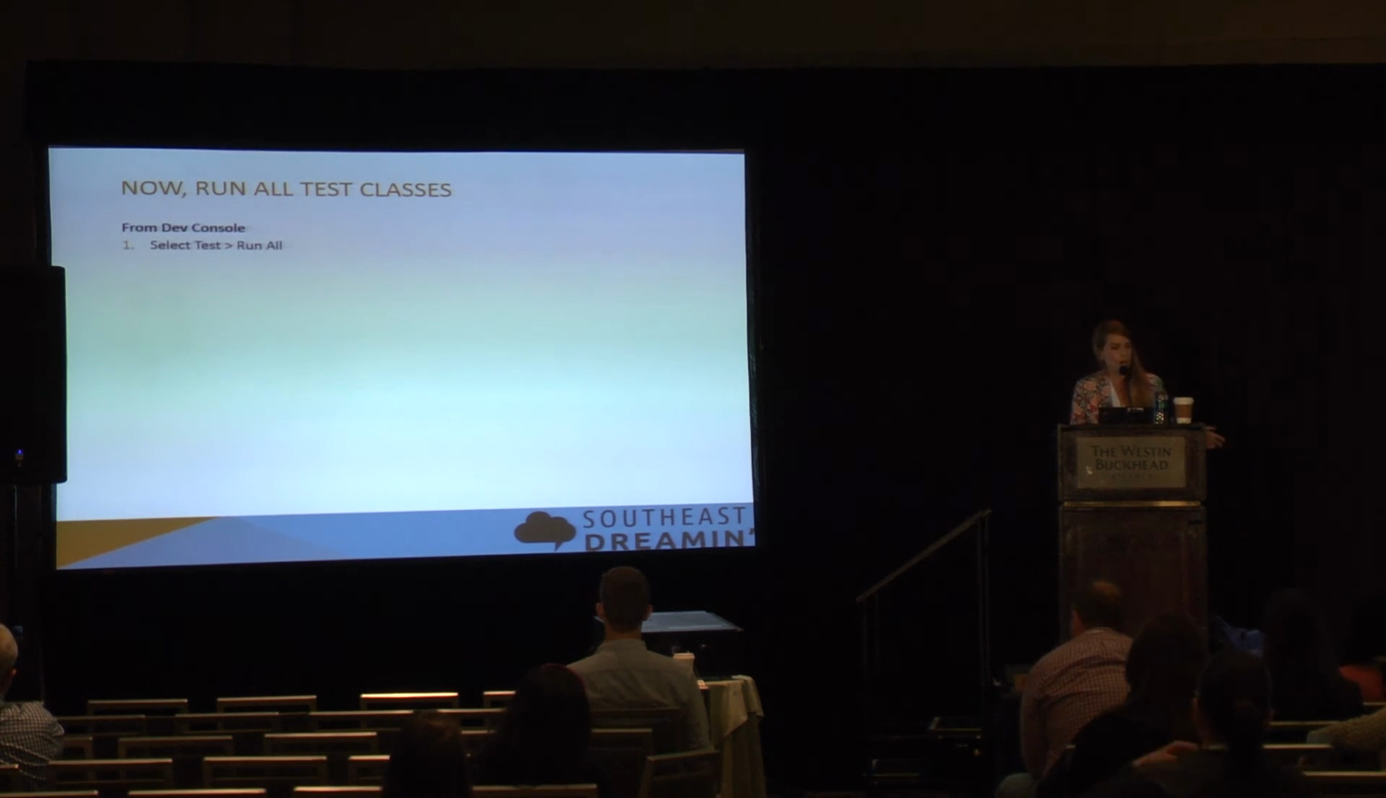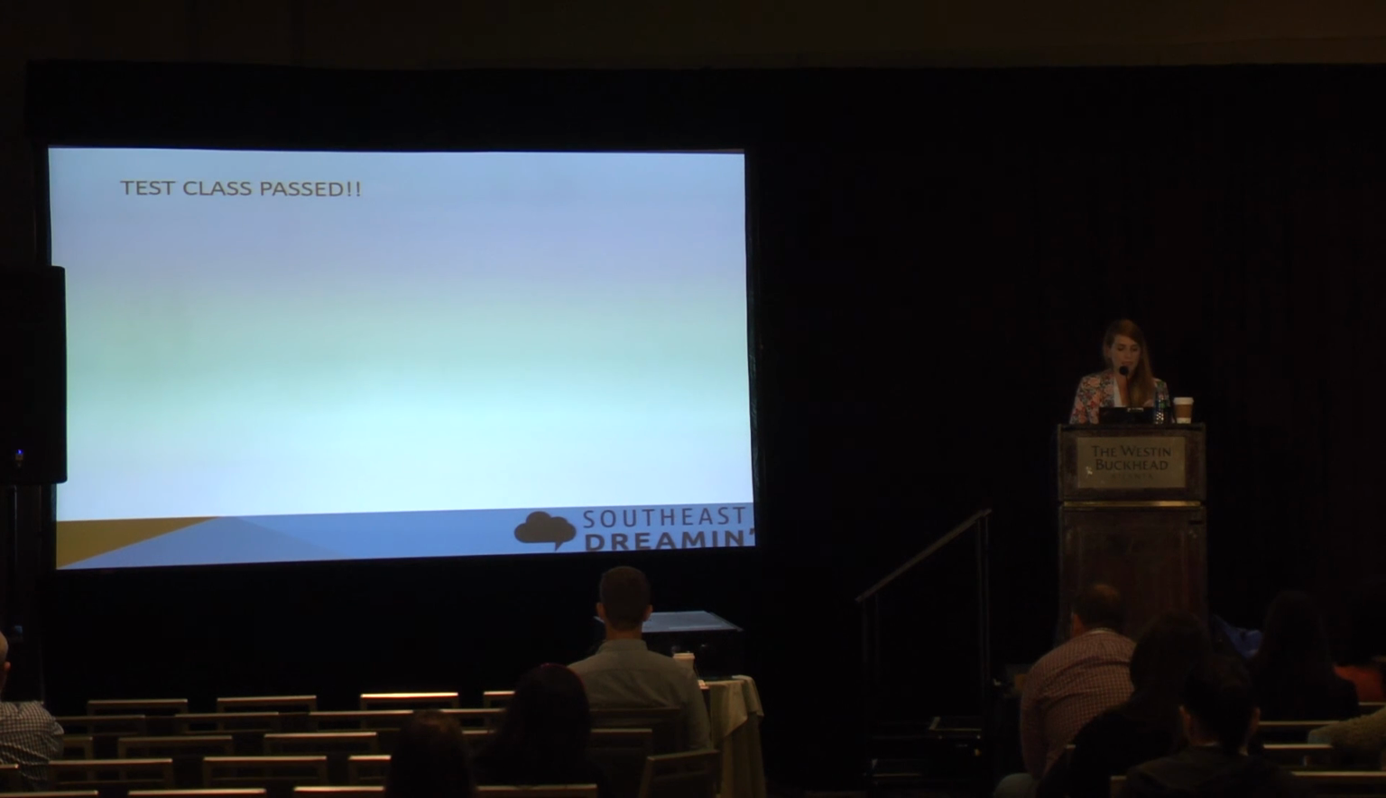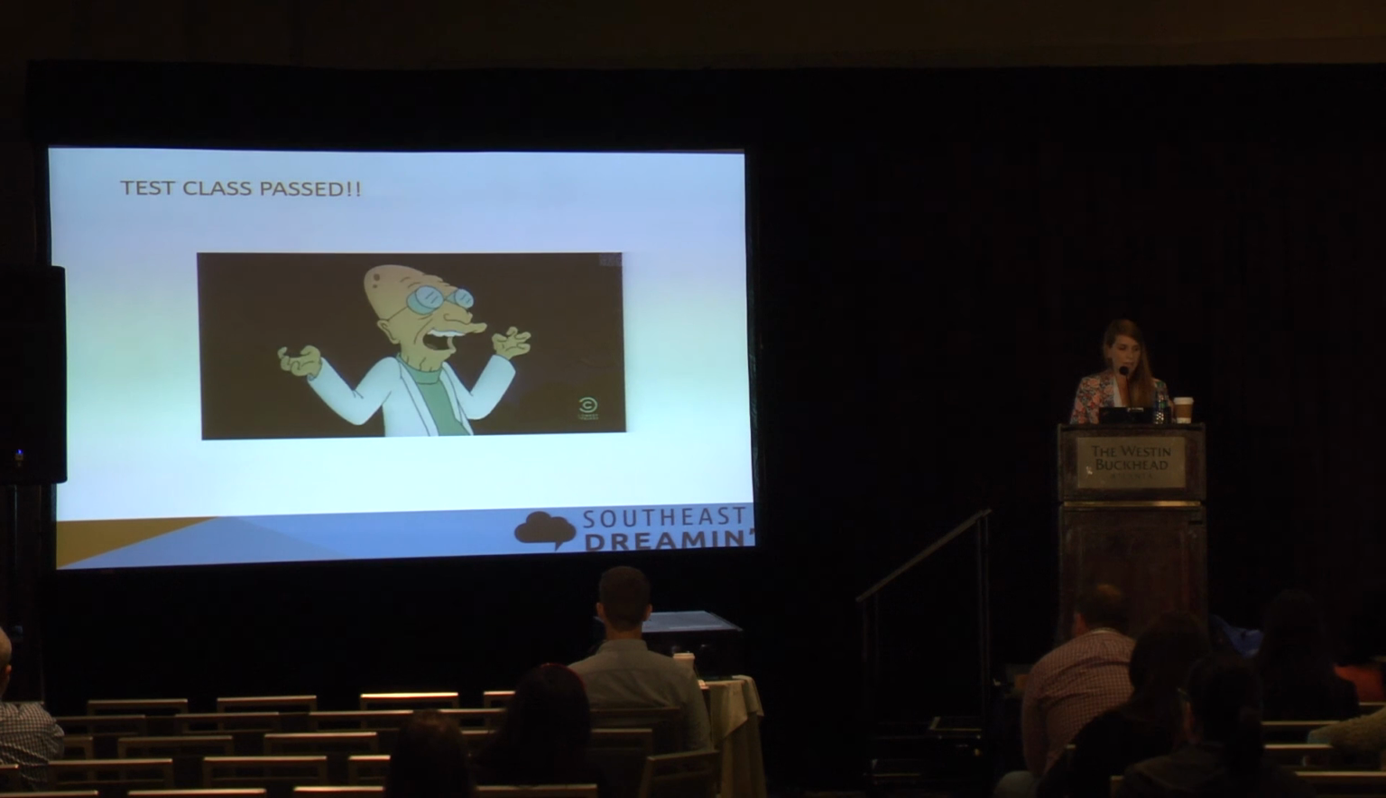So then I said that you need 75% code coverage. So in order to deploy any code into production, you have to have at least 75% in your production org covered, which means that your code is working. So you can go Test, Run All in your Developer Console, that one. And then when the test classes pass, you can get really excited.